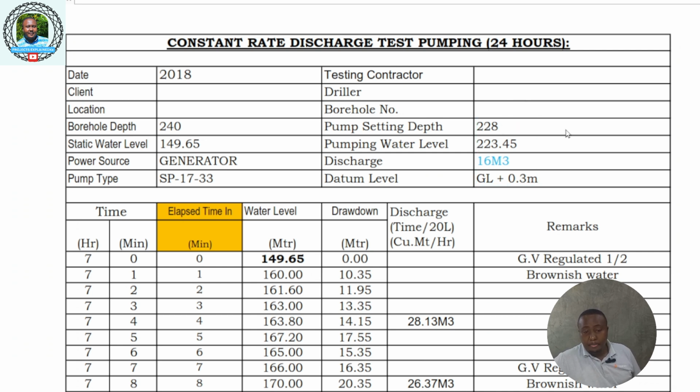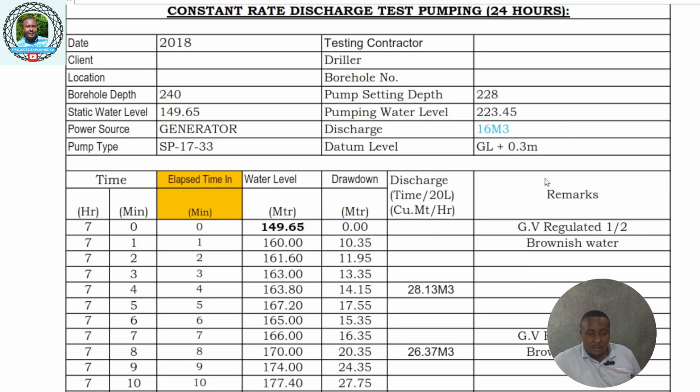Then the pump set depth, 228, remember we saw there, the pumping water level, and the discharge. That's why I told you in test pumping we get them in meter cubed per hour. Then the GL, this is the datum, the distance between the ground level and the top of the casing. It was 0.3 meters, that's like a foot.